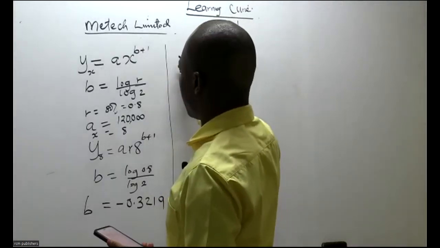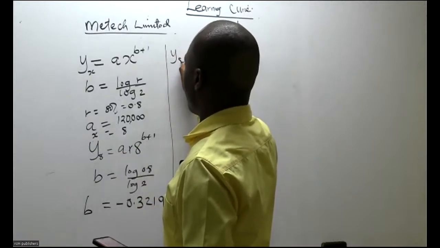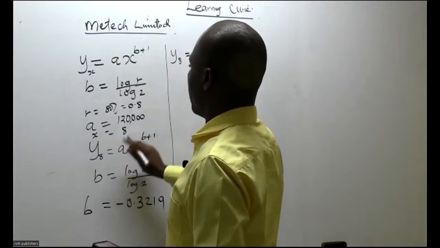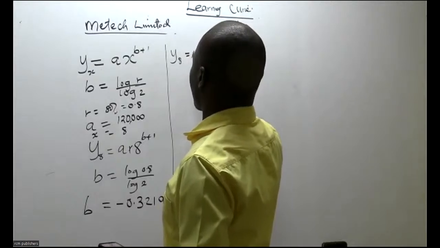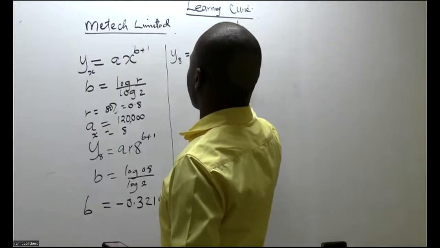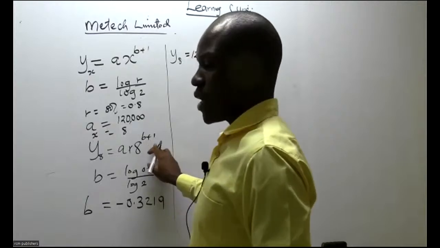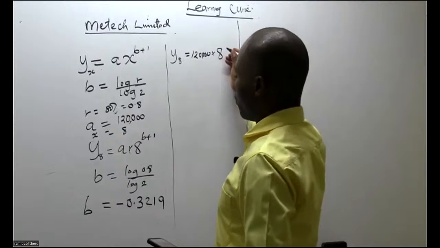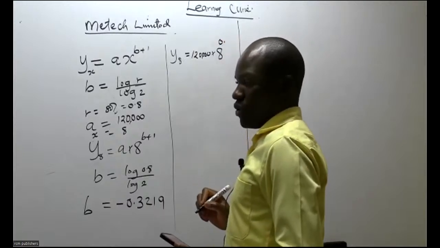to calculate our y for the first 8 batches. We are supposed to have a, which is 120,000. We multiply by 8 raised to the power of this one here plus 1. So b plus 1, whatever you're getting in the calculator plus 1, what will you have? It will be a positive. What will you have?